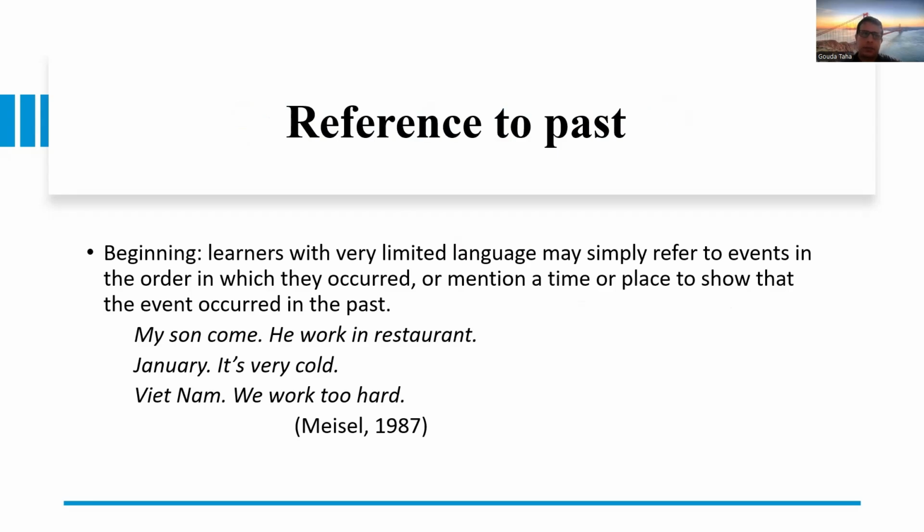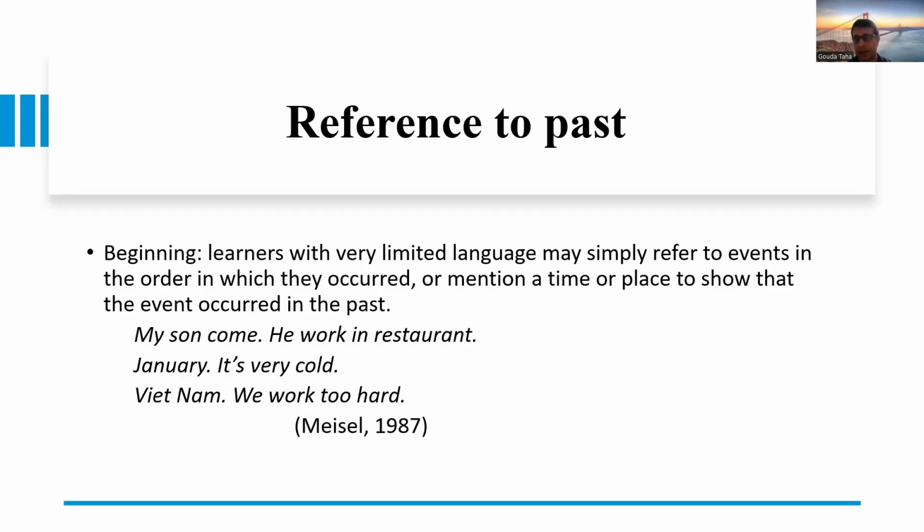Also, another area that might indicate the developmental stages is the idea of referring back to the past, and it also shows some part of the first language impact. So, a beginning learner with very limited language may simply refer to events in the order in which they occurred, or mention a time or place to show that the event occurred in the past. So you might see something like, "my son come, he work in restaurant." "January," now we have the time reference, January, "it's very cold."